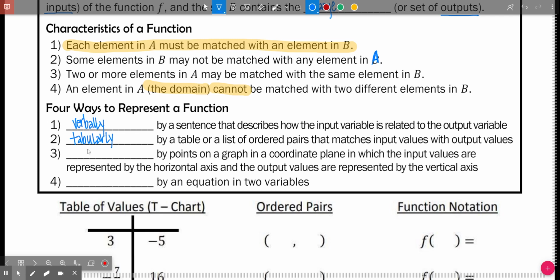You can represent it graphically by points on a graph in a coordinate plane in which the input values are represented by the horizontal axis and the output values are represented by the vertical axis. And you can represent it algebraically by an equation in 2 variables.